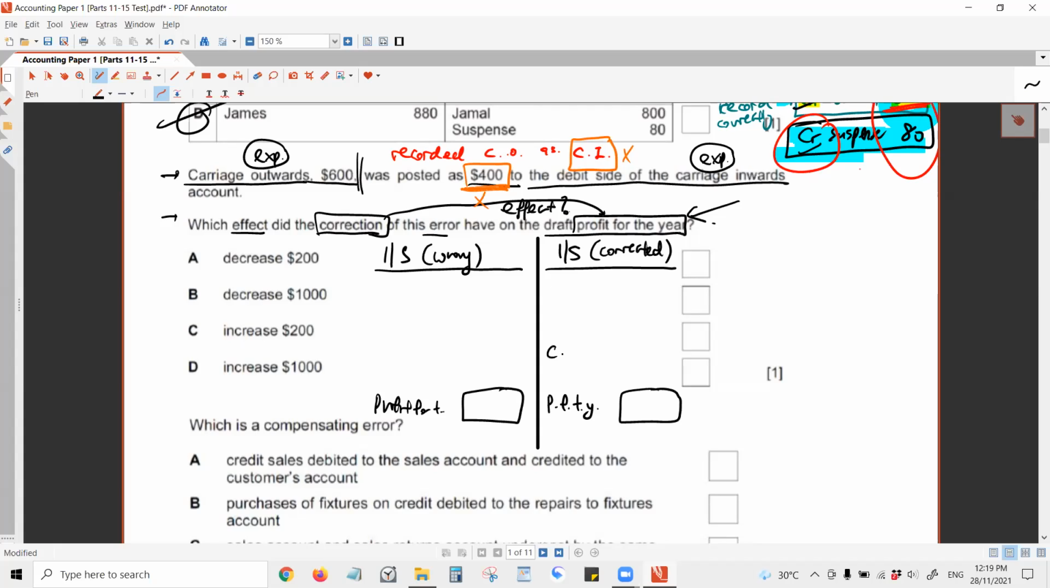We just record it here. Carriage outward, 600. Agree? Let's say the gross profit is 1,000. Just an example, okay? So 1,000 minus 600 gives you 400. So the correct income statement profit for the year is 400, if I do it correctly.